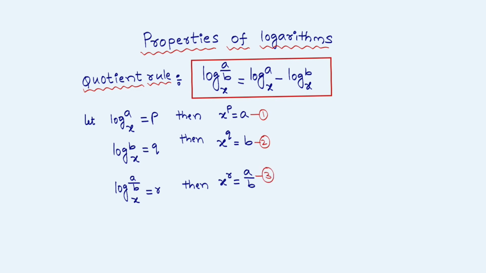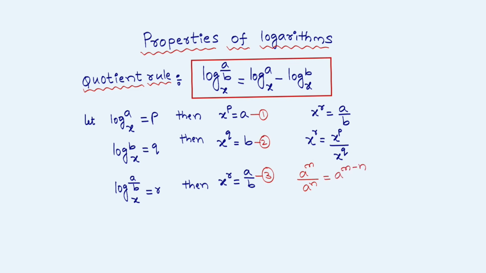Now we will take equation 3 here, that is x to the power of r is equal to a by b. Now we will substitute from equation 1 and equation 2, the a value and b value, in equation 3. Then we get x to the power of r is equal to, a is x to the power of p, by b is x to the power of q. Now again we use the law of exponents here, that is a to the power of m by a to the power of n is equal to a to the power of m minus n.